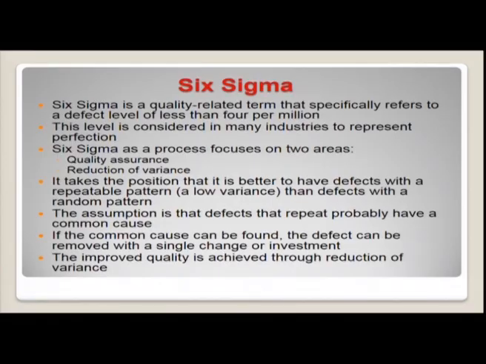So, that is the reason the defect level is less than 4 per million. This level is considered in many industries to represent perfection. Six Sigma as a process focuses majorly on two areas. One is quality assurance, second one is reduction of variance.